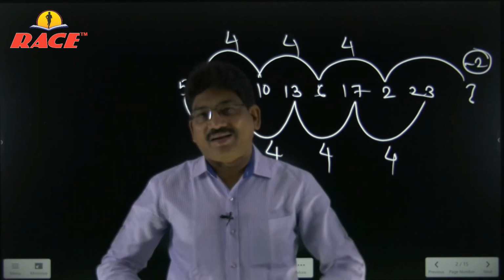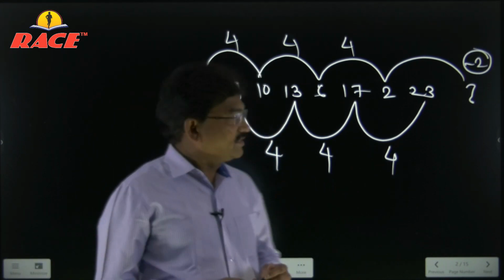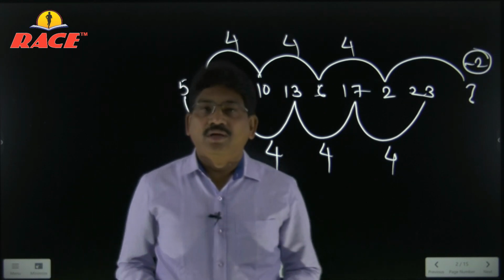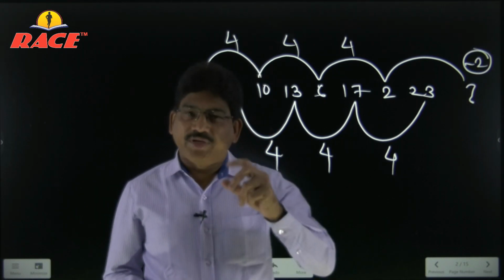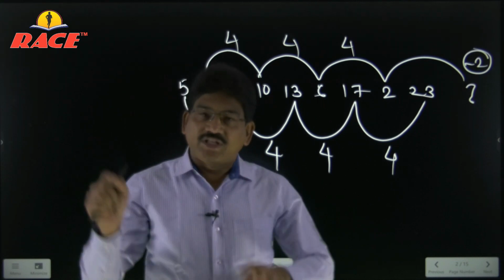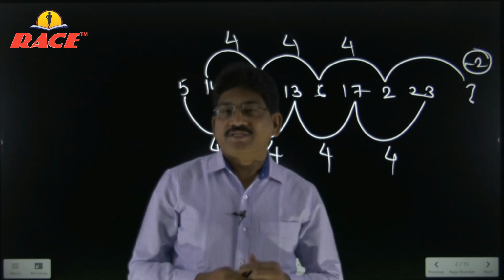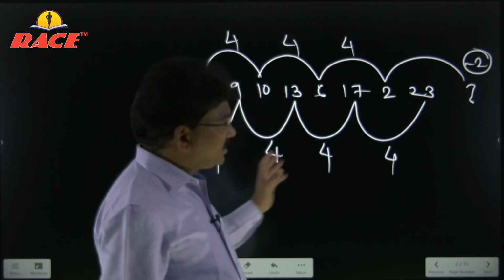This is called alternative series. Writing two series together as one series is called alternative series. How to make out that it is an alternative series? Usually numbers will increase and decrease. With that we can make out that it is an alternative series. Okay, so these are the things.